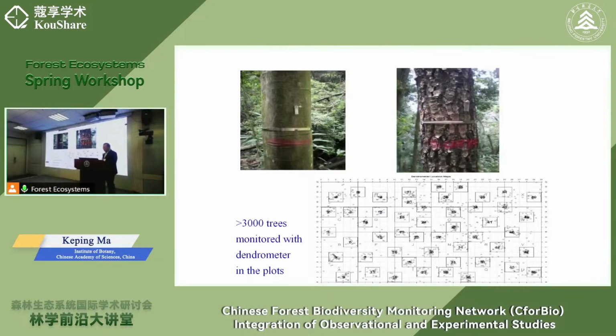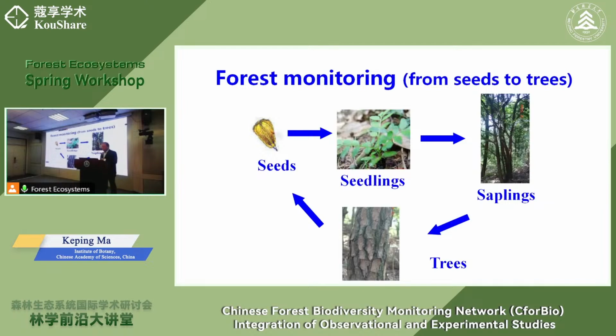And we also set up 3,000 dendrometers to monitor the annual dynamics of DBH of 3,000 trees in this area. So from these slides, you can see that we not only monitor the trees, but also seeds, seedlings, saplings, and adult trees. So we try to monitor the whole forest.